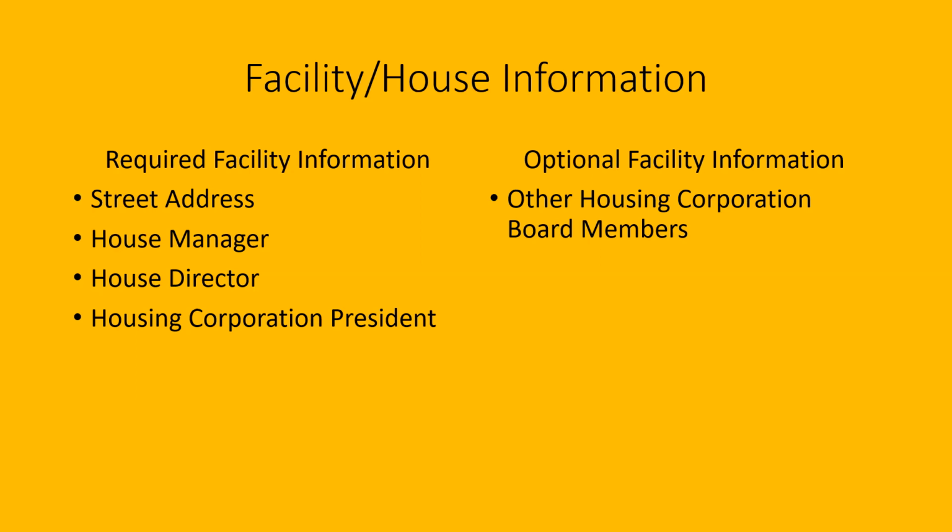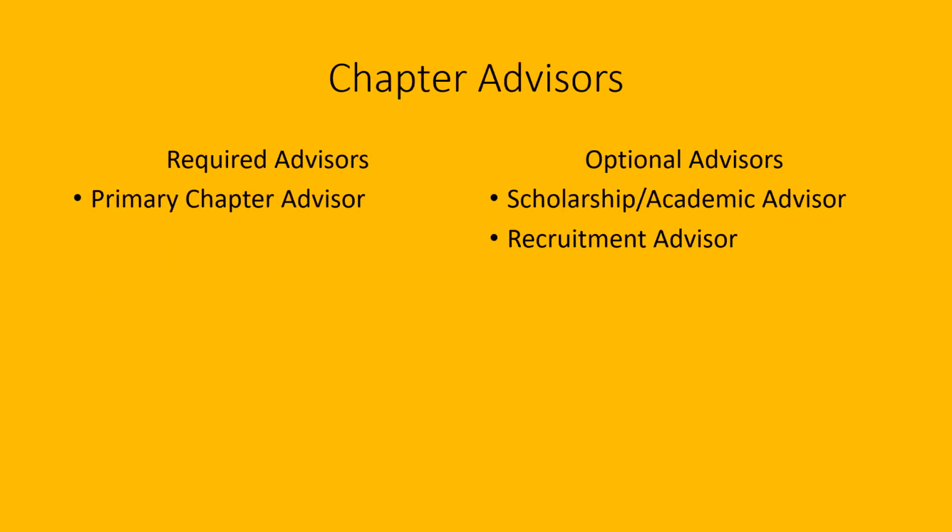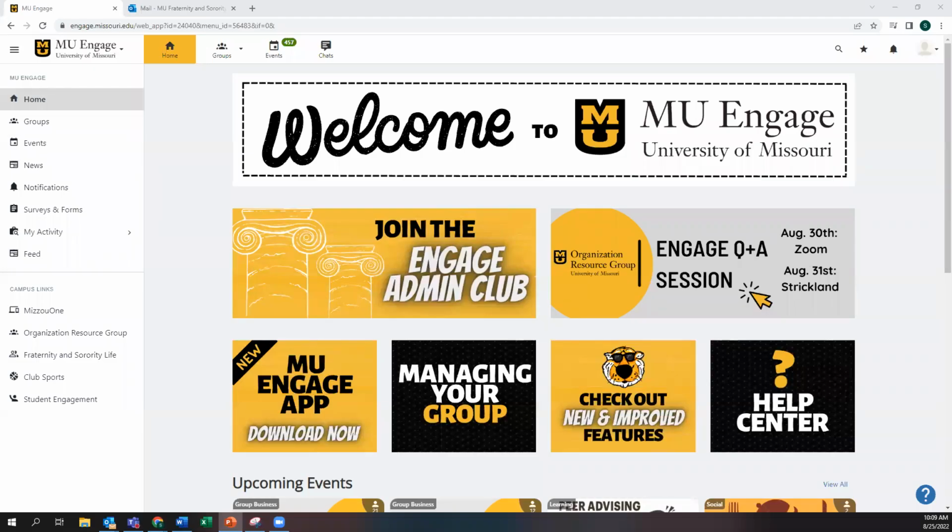Some housing corporations also have other board members, so there will be optional sections to complete if that is appropriate. Again, name, email address, phone number for all of those people. And then we're going to ask for your chapter advisor. You all should have a primary advisor. And then there are some that have secondary optional advisors. So there will be sections for that: name, phone number, email address for them. So that is just a general idea of what you can expect from the form.